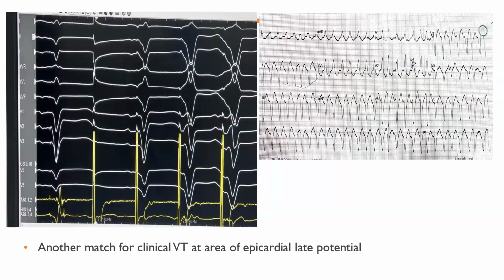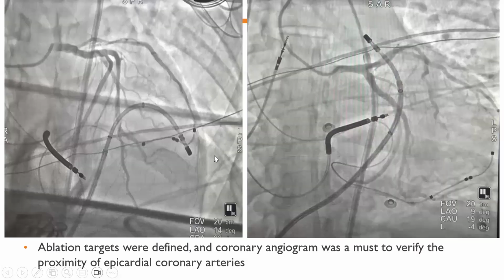Okay, again, there is also a match for the clinical one from an epicardial late potential. And just to remember, before ablation in the epicardium, you should do an angiogram. You mark your ablation target, and then you do an angiogram to see the proximity of the epicardial coronary artery.